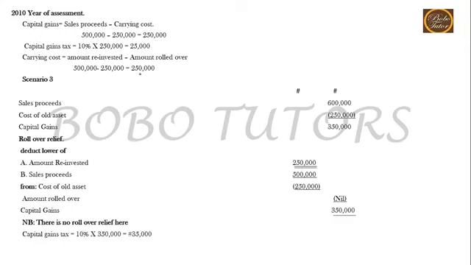In addition to that, alternatively, if you use the method that I applied here, you also get the same thing. So 600,000, the first capital gains we made is 350,000.